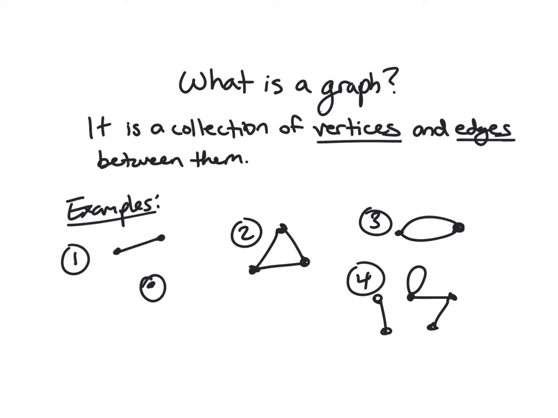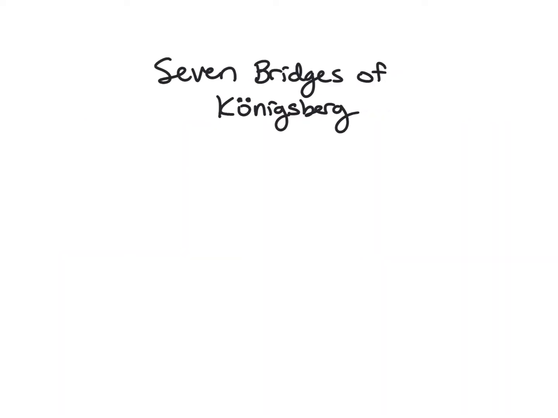So now let's talk about how people first came up with these and why. The origin story dates back to the 1700s and a famous problem called the Seven Bridges of Konigsberg. This was a city in Prussia. Again, this is in the 1700s. Prussia no longer exists. It's now Kaliningrad, Russia. And it was a city that was built along the Pregel River.